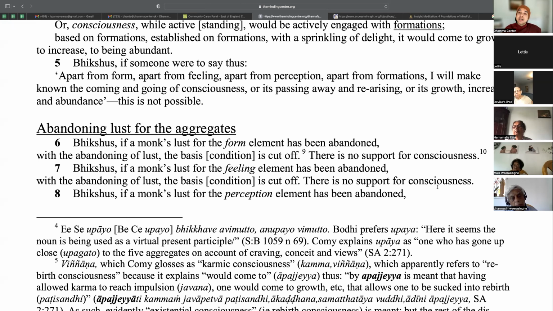With the Paccavekkhana, what happens is we are able to now maintain our life without the attachment, or rather without getting carried away with those things, which is an important aspect of abandoning lust for the aggregates. Why am I consuming these things? Right? Why am I doing it? That is important.